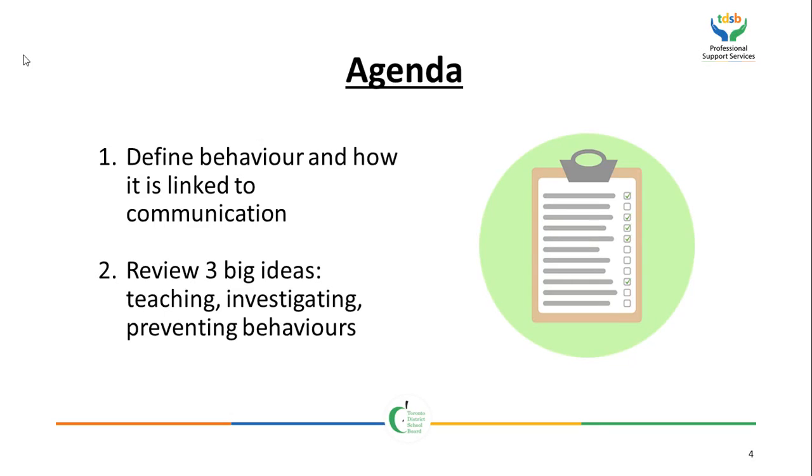Today I would like to talk to you about behavior and how it is deeply linked to one's ability to communicate. We will start by defining the word behavior and try to change how we perceive behavior exhibited by students in the classroom. Then, we will frame behavior in terms of a student's underlying communication skills and needs. Next, we will discuss 3 big ideas that are important to consider when supporting students who experience challenges with behavior.